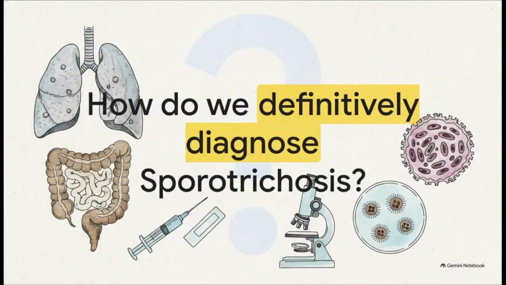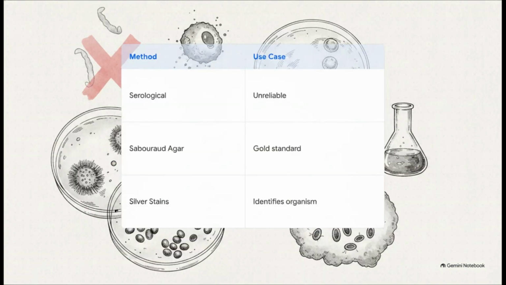I want you to pause and consider this for a second. If this infection mimics so many other granulomatous diseases, we're talking tuberculosis, tertiary syphilis, deep fungal infections, or even squamous cell carcinoma, how do we, as clinicians, definitively lock in our diagnosis of sporotrichosis? We really can't afford to guess here when the treatment protocols for all these diseases are so vastly different. We need absolute, definitive, hard evidence. The secret is knowing exactly which diagnostic test to order.